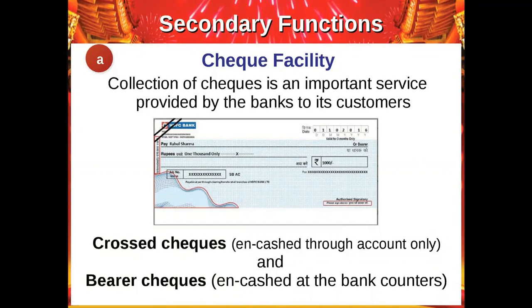The second type is the bearer check. When these two lines are not there, it means it's a bearer check. In case of a bearer check, it can be encashed over the counter, and the person can just walk into the branch from where the check has been issued, and there he will be paid. So he can go to that bank and he will be paid 1000 rupees, maybe showing his identity proof. So this was about cross check and bearer check.